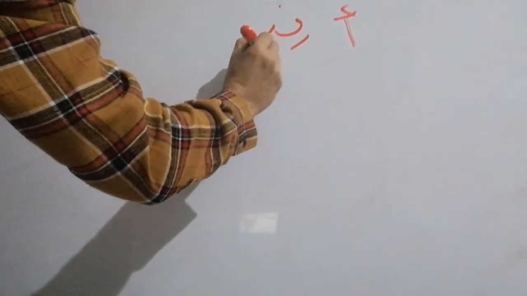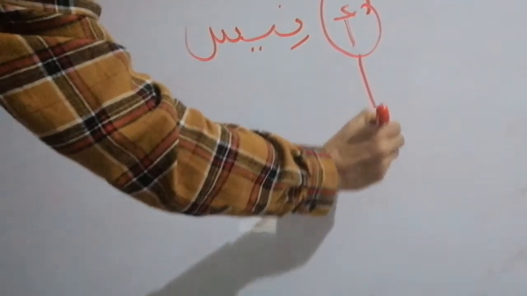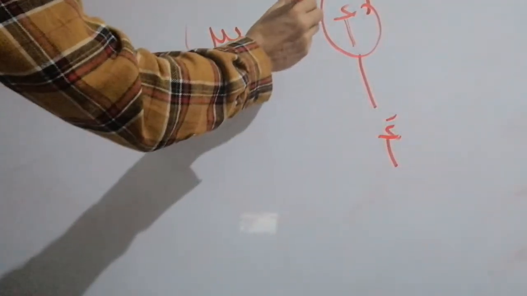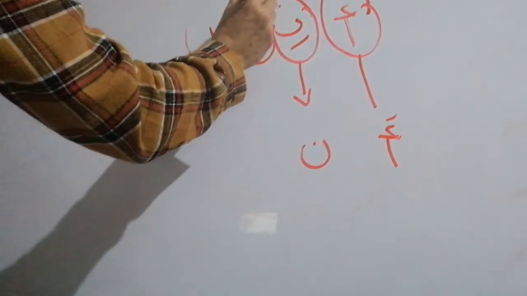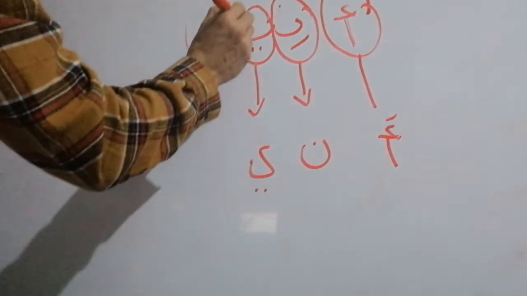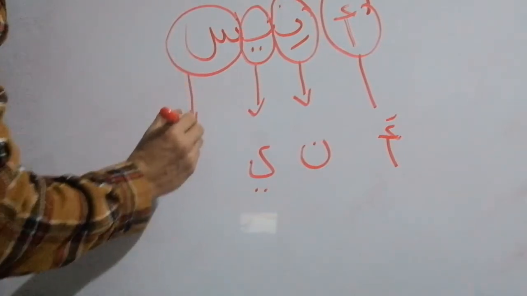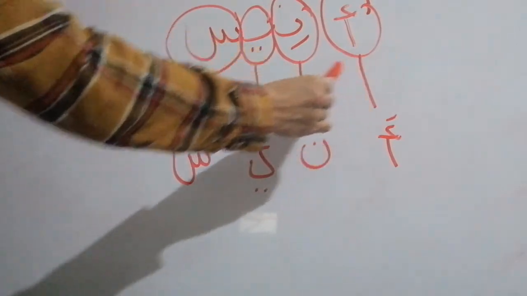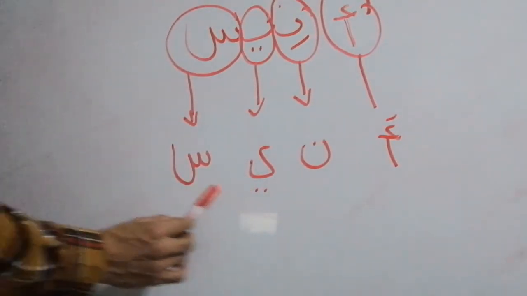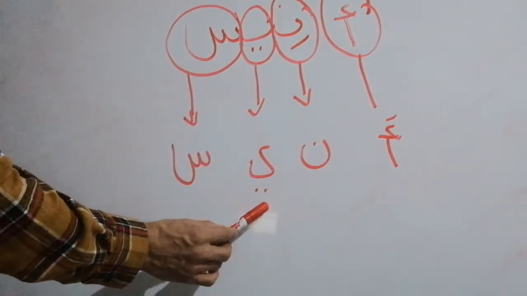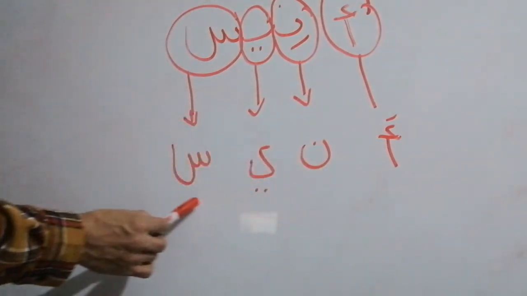Now, the easiest way to keep in mind the Arabic alphabet. We write the name Anis. This is a name, Anis, the boy. The first alphabet, Alifun. The second alphabet, Nunun. The third alphabet, Ya'un. And the last alphabet, Sinun. Anis: Alifun, Nunun, Ya'un, Sinun.